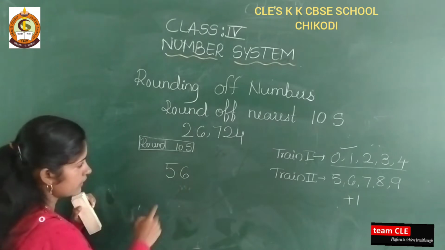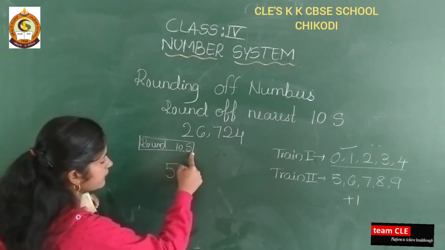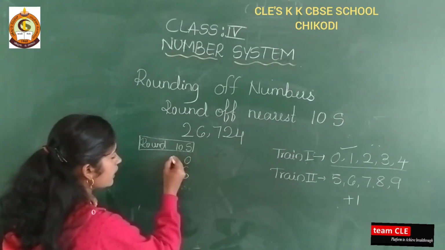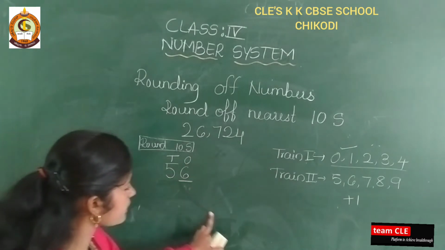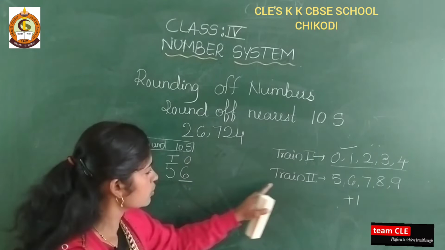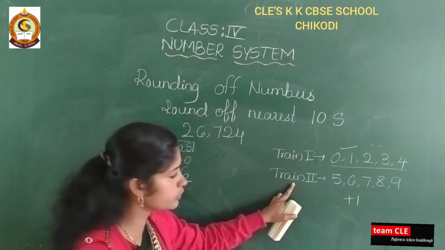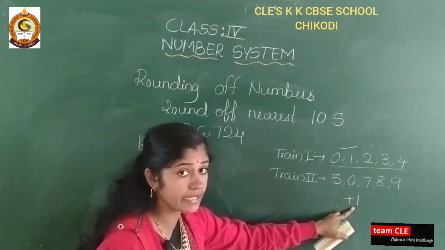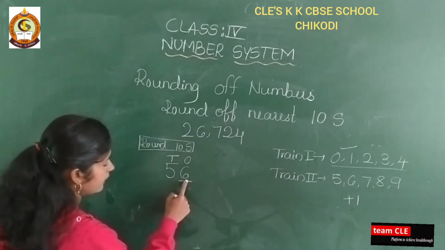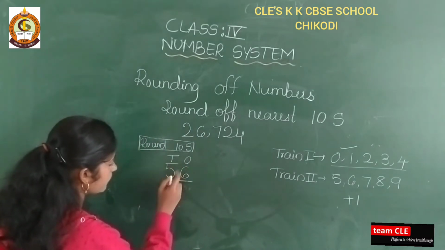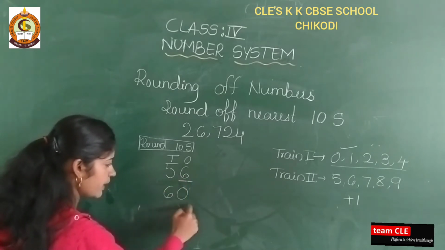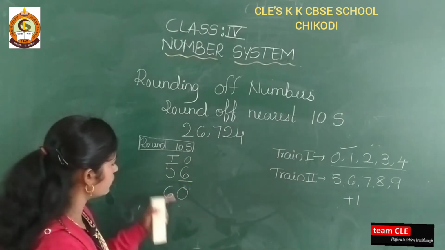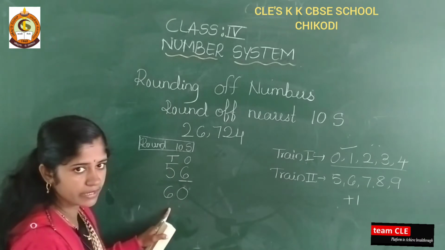Okay, 56. Here, nearest round off to the nearest tens means you have to see the ones place. What is there in the ones place? 6 is there. So 6 will come in tray number 2. So you need to add 1 in the tens place. So here 6 is there, then you have to add here 1. 5 plus 1 is 6, and its round off 6 means you make it a 0. So the 56 is there, its round off number is 60.